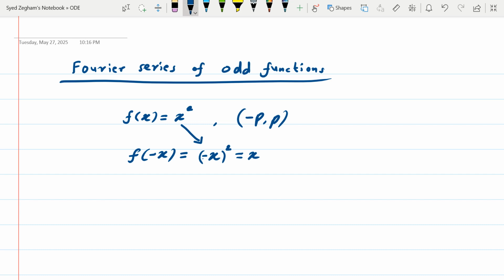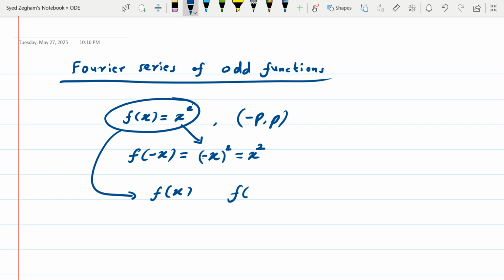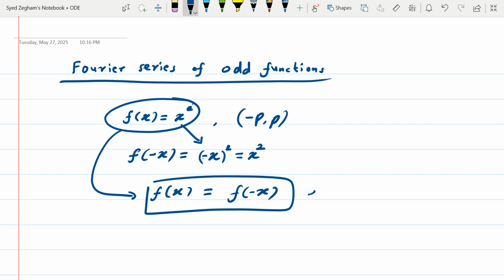So what we have observed is that for this function, f of x and f of minus x both are equal. So these types of functions are called even functions.